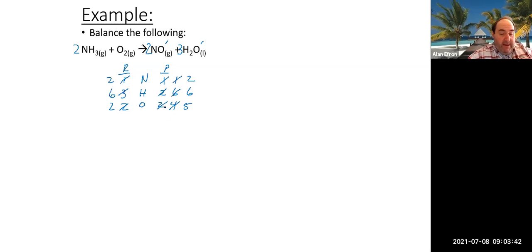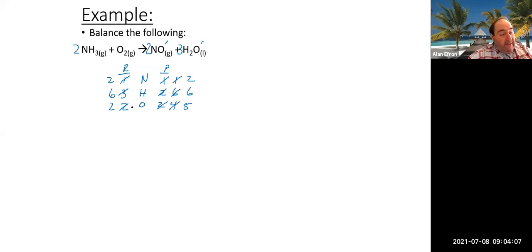At this point, I've now balanced my nitrogen and my hydrogen. I clearly have some numbers going on here on the right-hand side, and I don't want to play with any of those. So I'm now down to oxygen. The only open spot here is the oxygen in its elemental form. I've got 2 on the left, 5 on the right. So here again, I really want to turn my 2 into a 5.